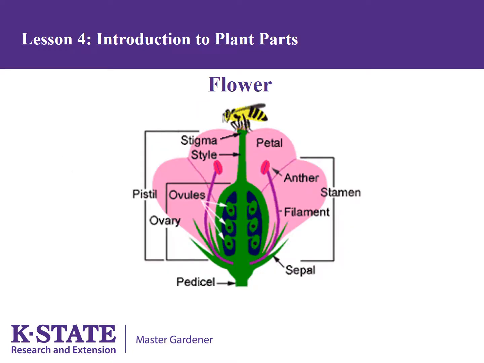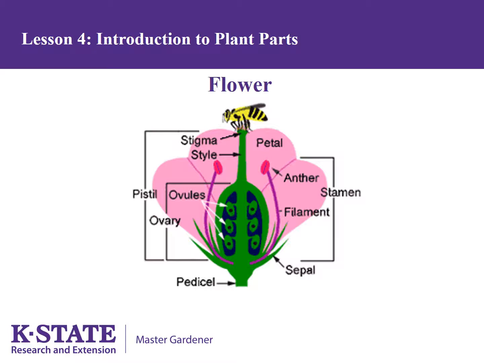Now let's turn our attention to flowers. You can ignore most of the terms on this slide except for two. Remember that the stamen is the male part of the flower, and the pistil is the female part. Some flowers are what we call complete or perfect. They have both male and female parts in the same flower. In other words, they have both stamens and a pistil.